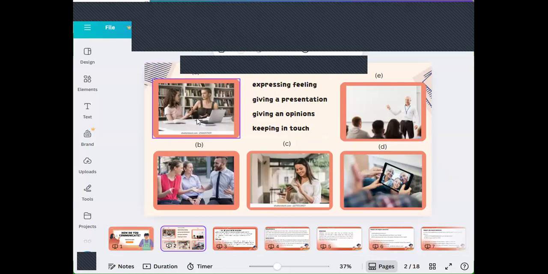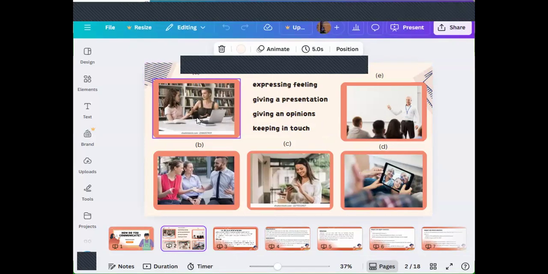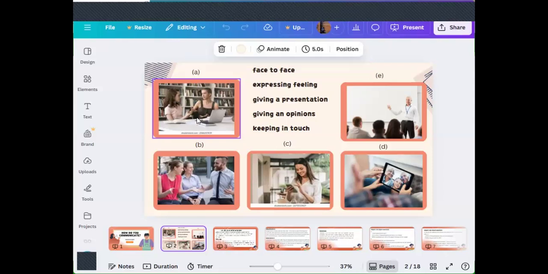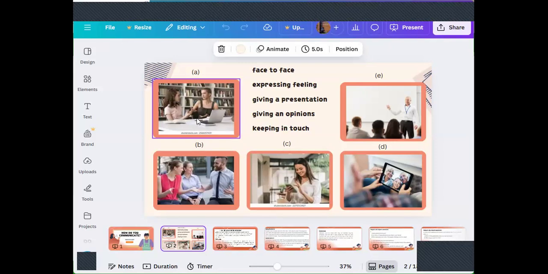All right. So what do you think of picture A? Here are 2 girls talking. What do you think this picture is about? Maybe this is just your opinion, not an exact answer. This is just a picture. It could be anything, not an exact answer. So just think what is in your mind. Face to face, expressing feeling, giving a presentation, giving an opinion, or keep in touch. What do you think of picture A, everyone? Giving an opinion. Okay, of course it can be giving an opinion.